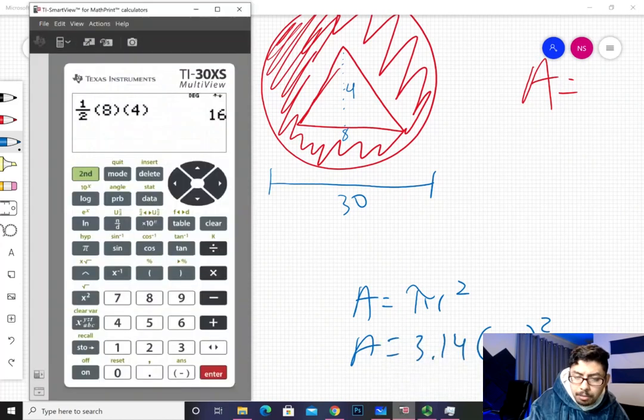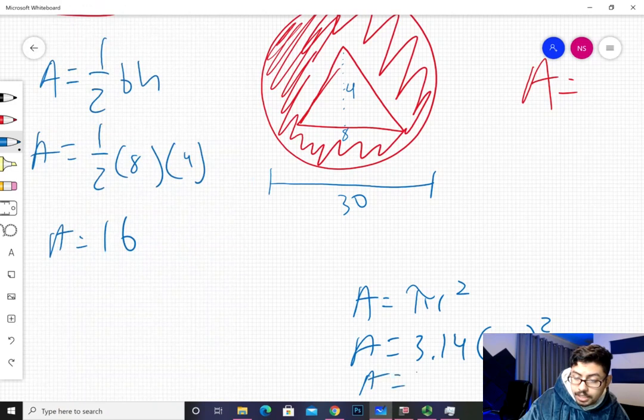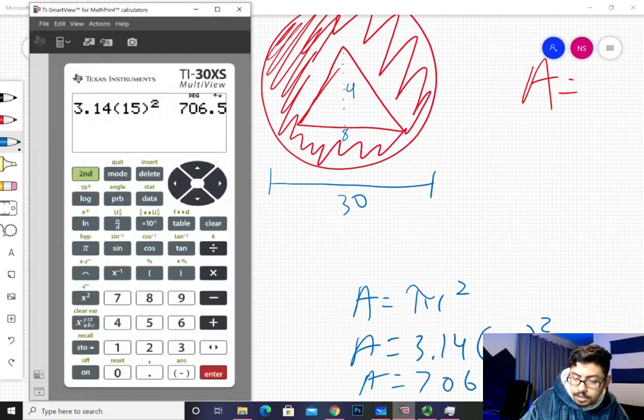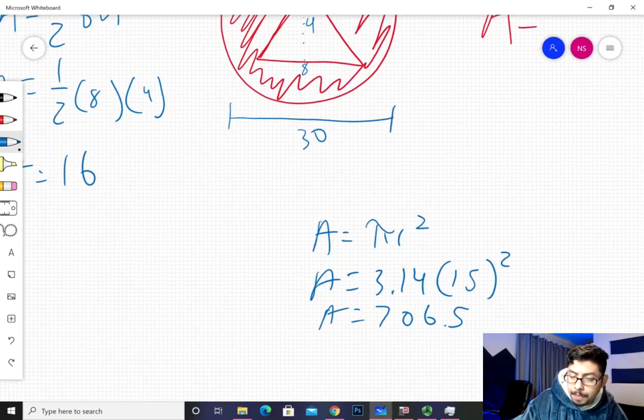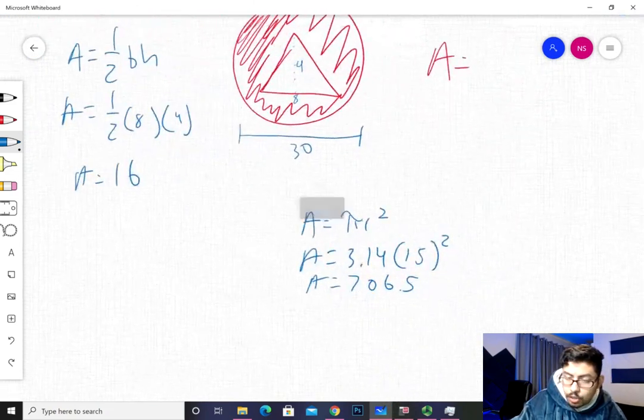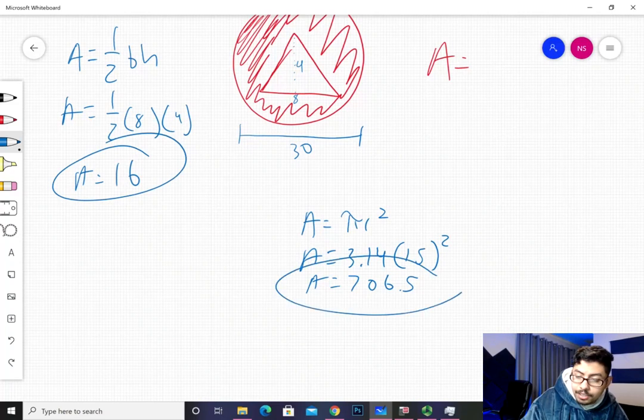Ooh, this is going to be a big number. I should not have used 30 as the example. 3.14 times 15 squared. 706.5, was it? 706.5. Yeah, so that is the two areas, the triangle and the circle.